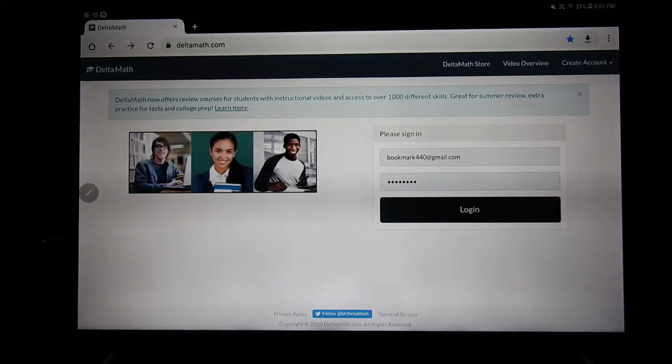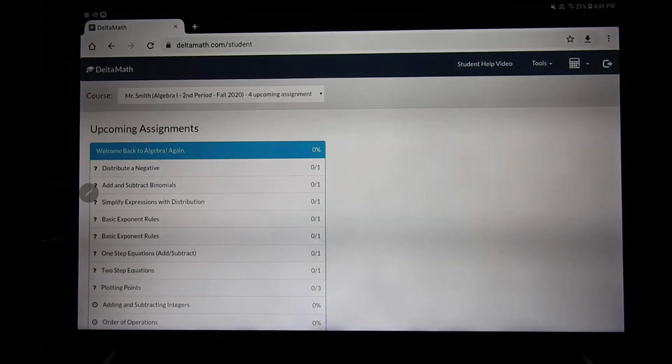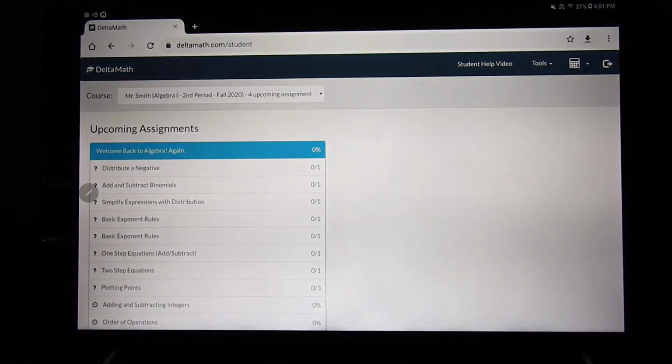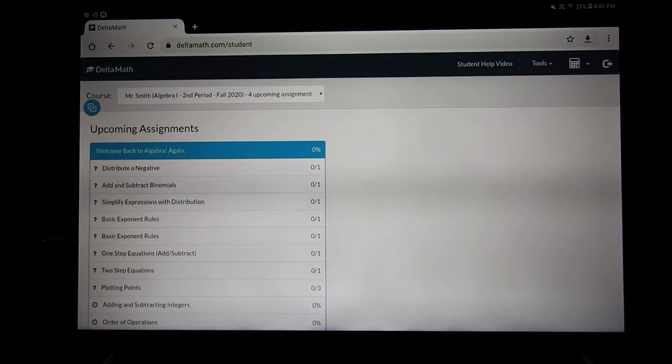Okay, so we're going to do a little Delta Math here. I'm going to log in. I'm logging in like a student, so I'm part of Mr. Smith's Algebra 1 second period class. You can see that up here at the top. So that's who I'm logged into.